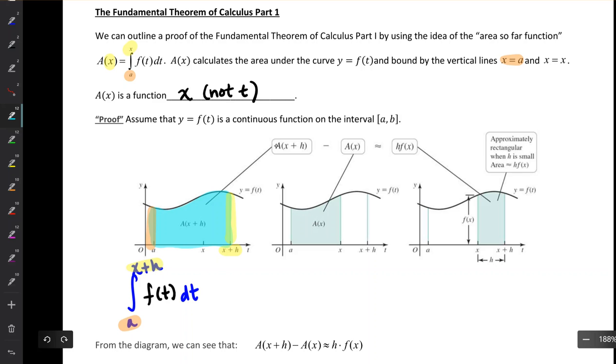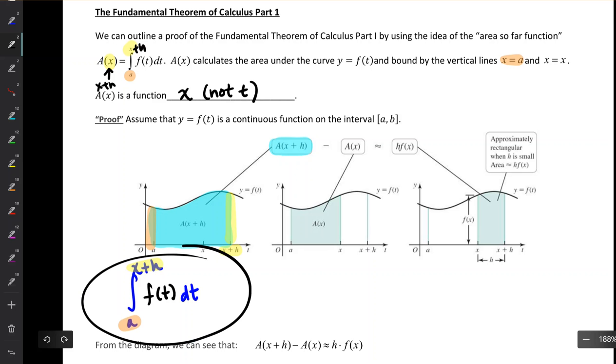In function notation, it's A of x plus h, right? When we put x plus h into the A box, where do we stop our integration? At x plus h. If I replace x with x plus h, this is what we have.